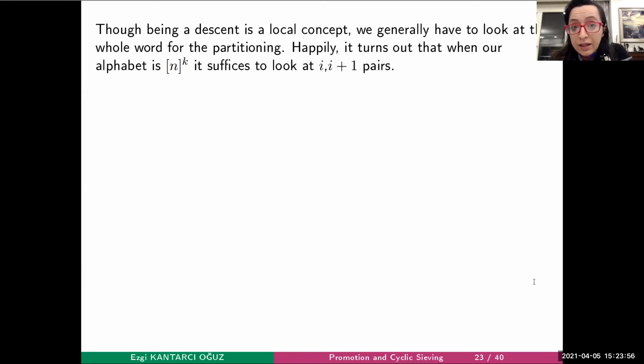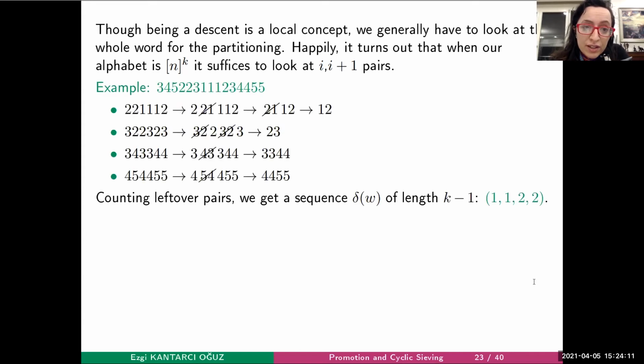But in our case, because our alphabet is n to the k, so each number is used the same number of times, it turns out that there is an easier method, which was a happy discovery. So it turns out in this case, it is enough to look at the pairs I and I plus 1. So instead of partitioning the word, we just look at the whole word and calculate how many descents we'll get of each number. So we just look at 1s and 2s, and we delete the pairs that are going to be descents, and we say, okay, one of the ones is going to be a non-descent.